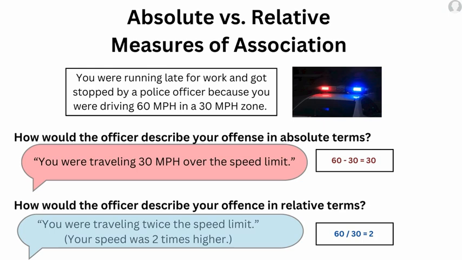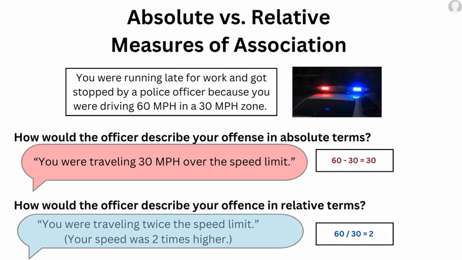Here's an example to help you understand absolute versus relative measures of association. You were running late for work and got stopped by a police officer because you were driving 60 miles per hour in a 30 mile per hour zone. How would the officer describe your offense in absolute terms? The officer might say, you were traveling 30 miles per hour over the speed limit. 60 minus 30 is 30, an absolute number of 30 miles per hour over the speed limit.